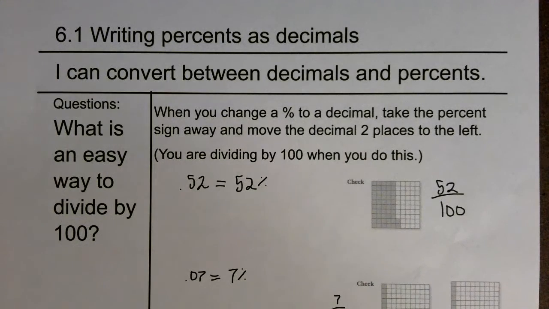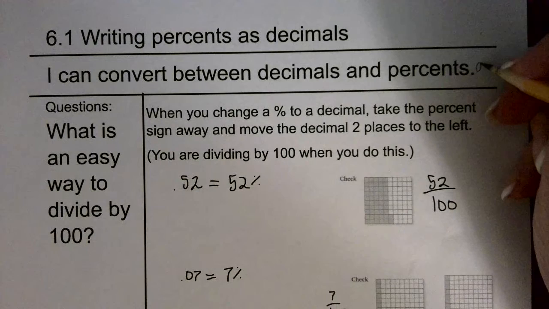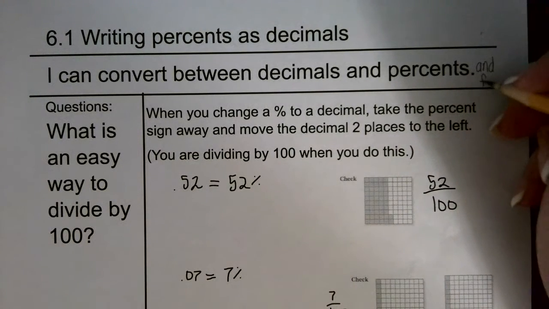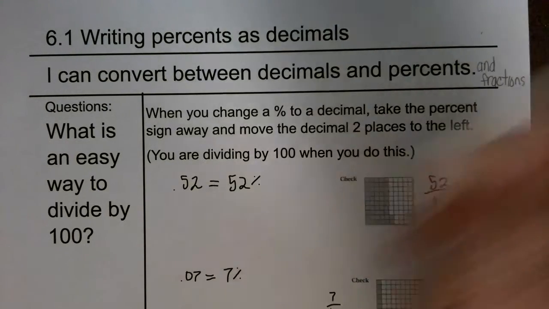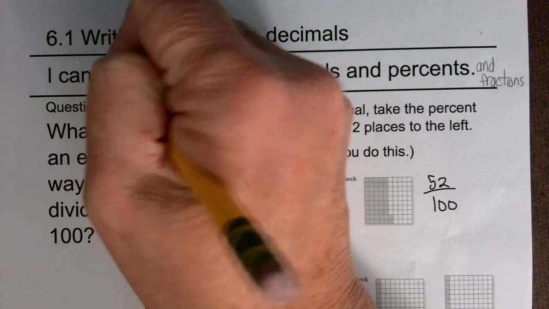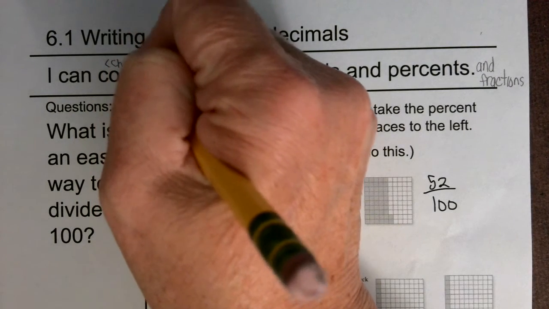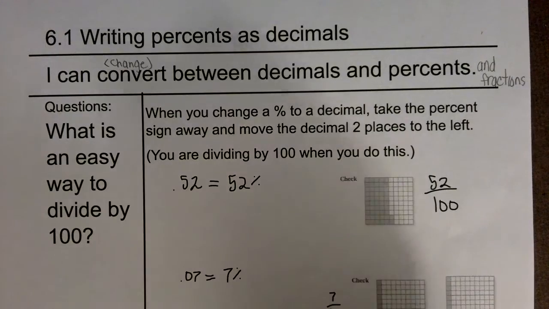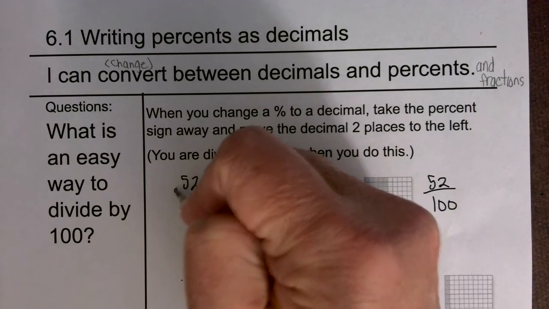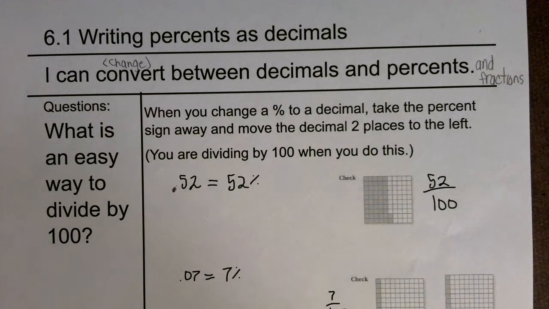We talked today about converting between decimals, percents, and fractions. Converting just means that you're changing between decimals, percents, and fractions. And when you look at these conversions, they're all equal.